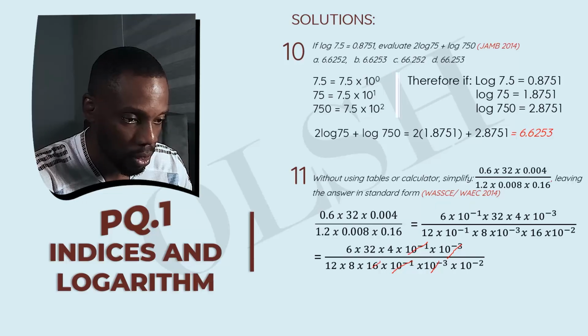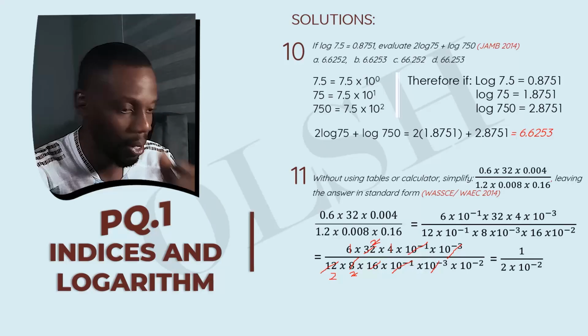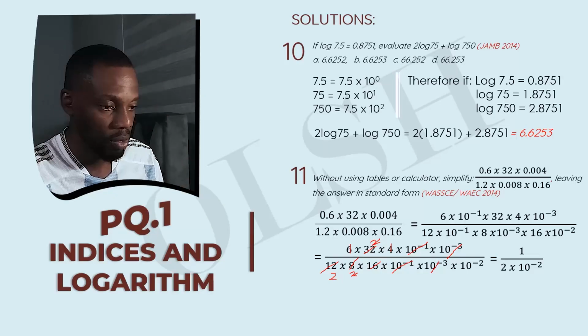16 here can go into 32 here 2 times. We can do the same with 4 and 8, 2 times, and 6 and 12, 2 times. So if we then cancel these, we see we are left with 2 and 10 raised to the power minus 2. So our answer is 1 over 2 times 10 raised to the power minus 2.